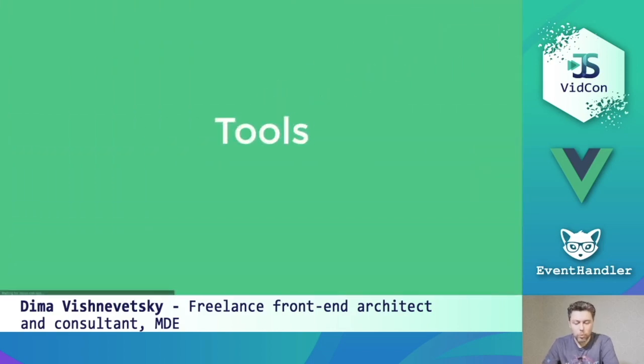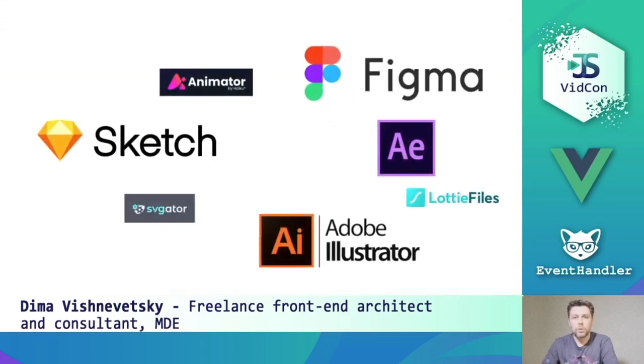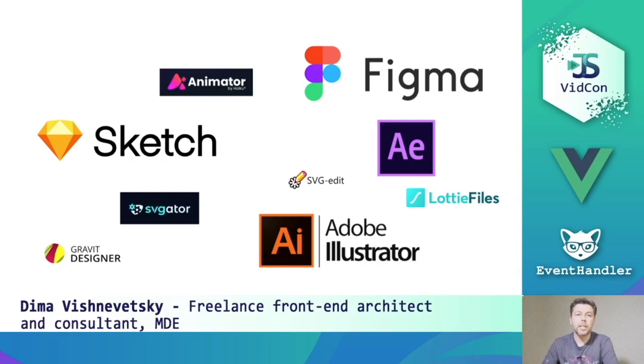Okay, so what tools do we have to create our SVGs? We have a lot of tools. Almost any vector graphic software can export SVG, and some of them can even export the animations. If you're using After Effects in combination with Lottie files, it's a plugin for After Effects. You can export your SVG animations as a JSON file and then just use it inside your websites. It's really cool and not so difficult to do.